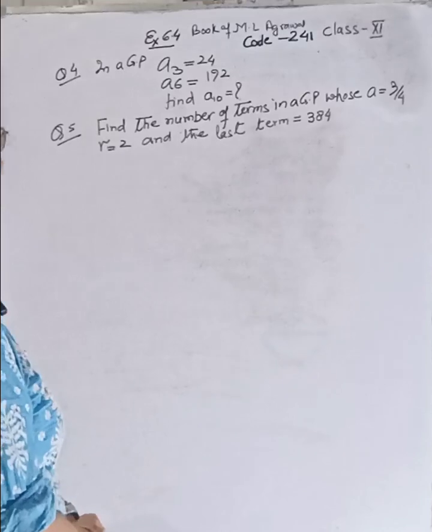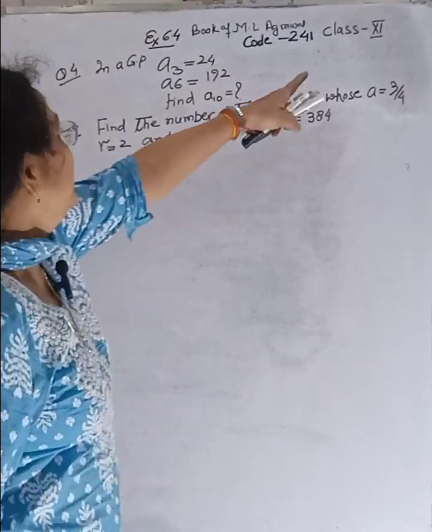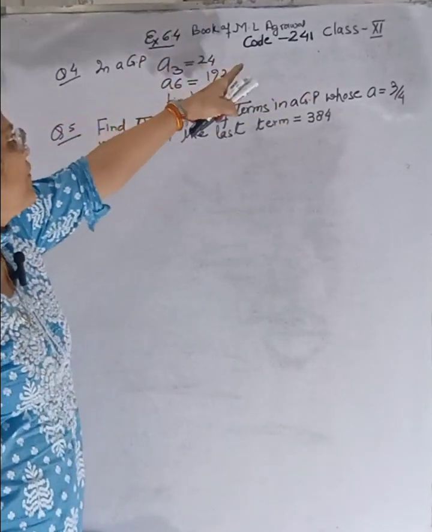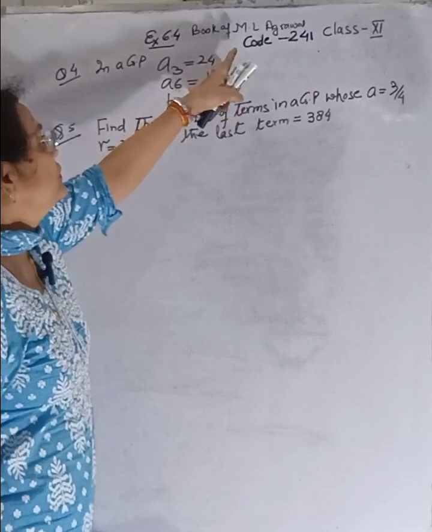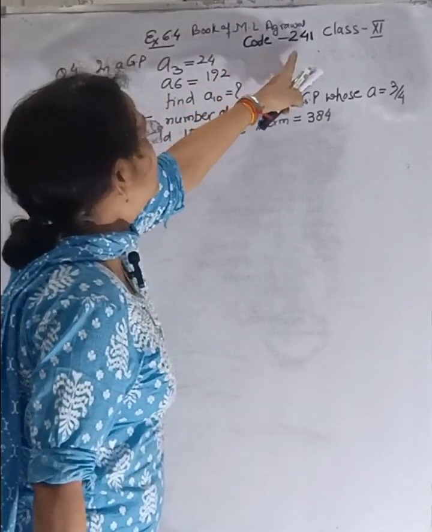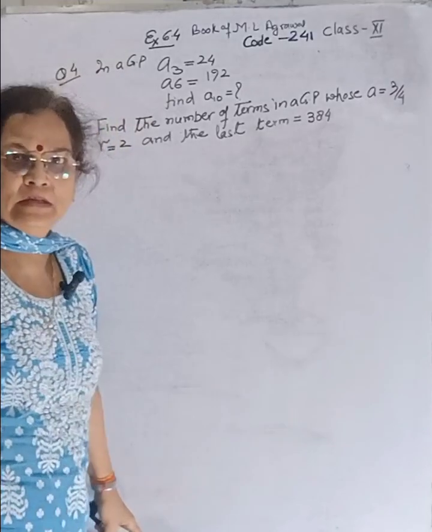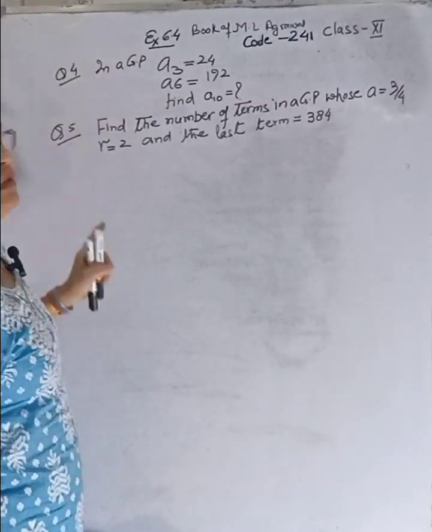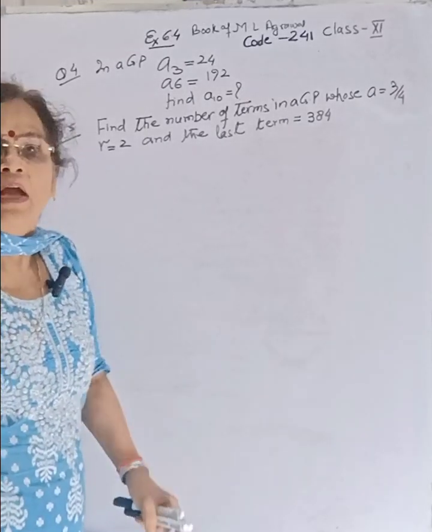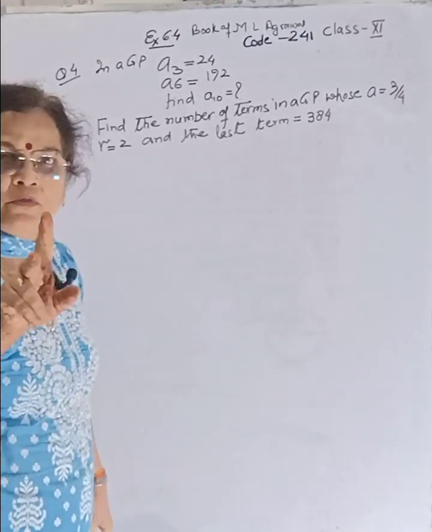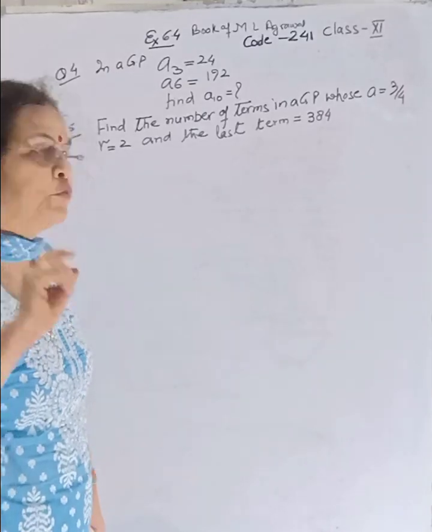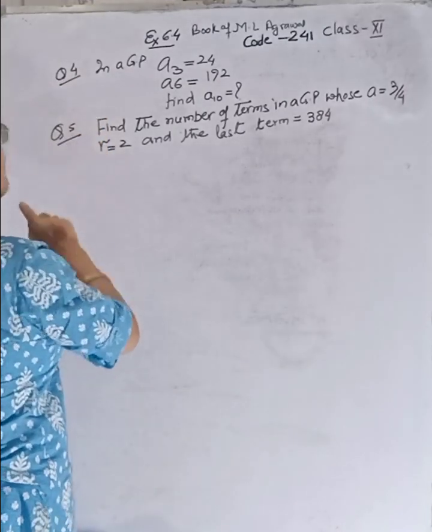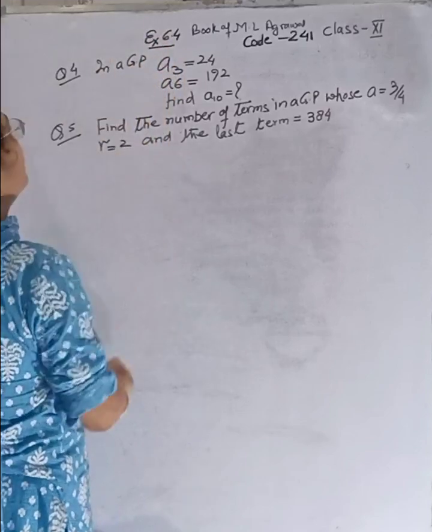This is a question for class 11 of the book M.L. Agarwal, class 11 with code 241, CBSE की बुक है ये. 2-in-1 question है. It means in one video we'll do the solution of two questions: question number 4 and question number 5 of exercise 6.4.